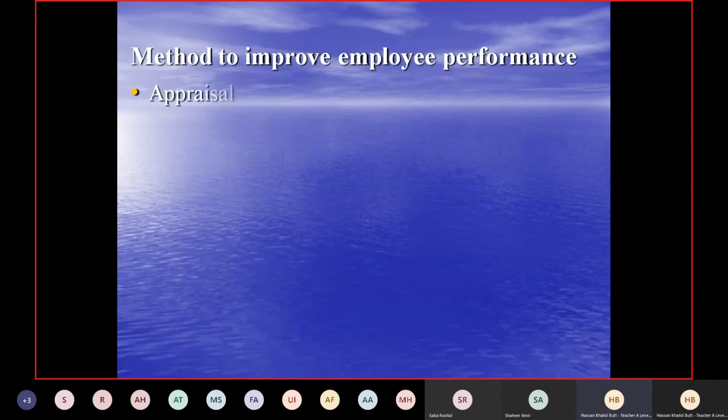Now, then we have methods to improve employee performance. So we have discussed employee performance, how to measure it, and the advantages and disadvantages of labor turnover. Now let's see how to improve employee performance. One is appraisal. Now, what is appraisal? Appraisal is basically a system in which employees' performance is evaluated throughout the year. Then employees are given certain numbers out of 100, and in fact grades are given, I'm telling you, right?